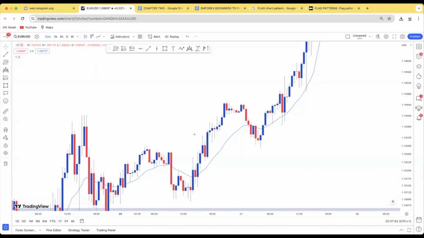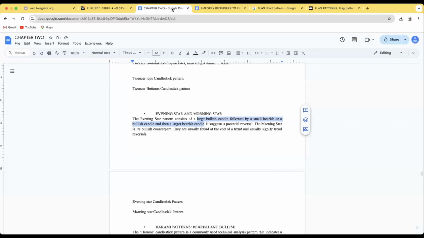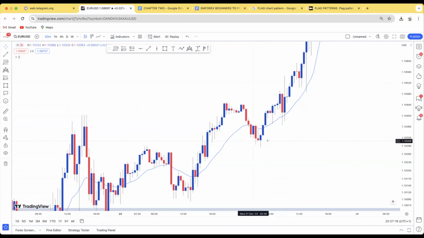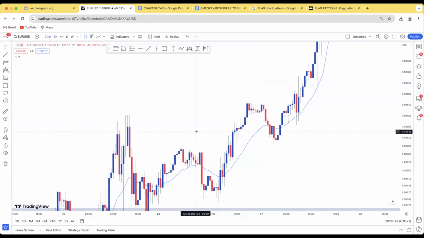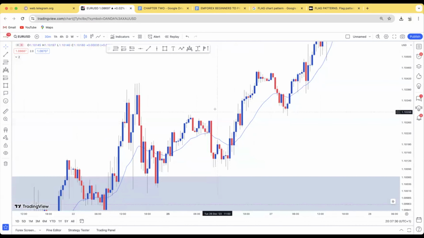So this is a large bearish candle followed by a small bullish or bearish candle, and then a large bullish candle. This is for the morning star formation: large bearish, small bullish or bearish, and then a bullish candle. And then for the evening star, let's see the evening star.